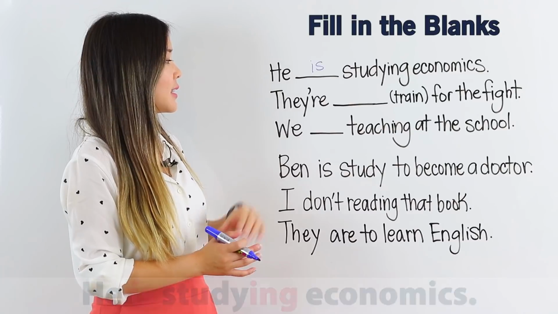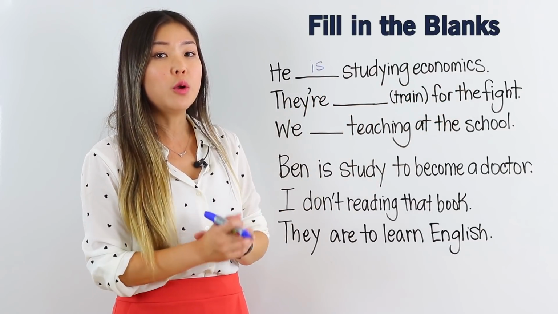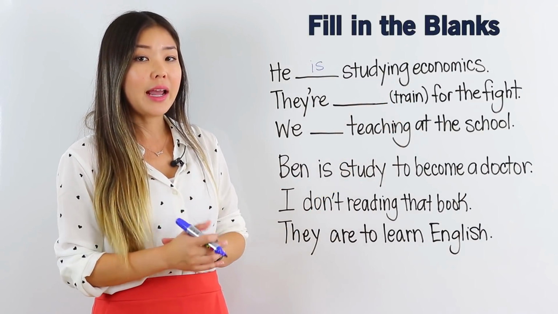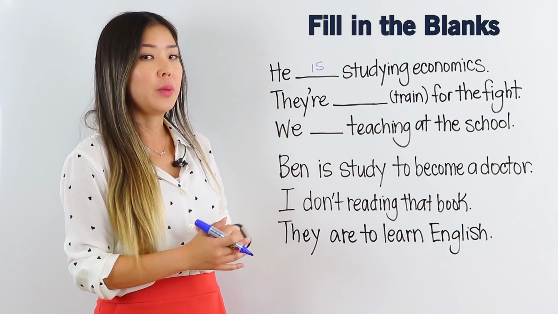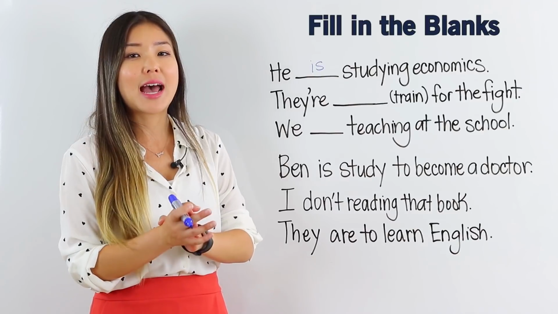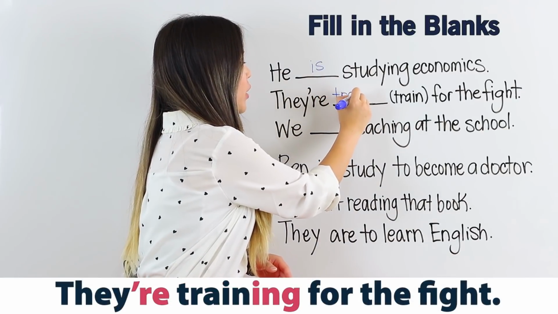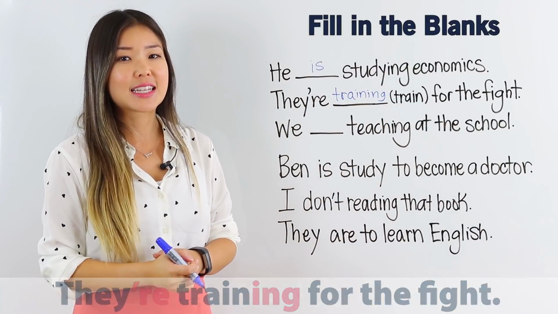The next sentence says they're blank for the fight. The verb we want to use is train. Now, we already have the be verb here. It's in the contraction there because it's they are. All we have to do now is add ing to the verb. They're training for the fight these days.